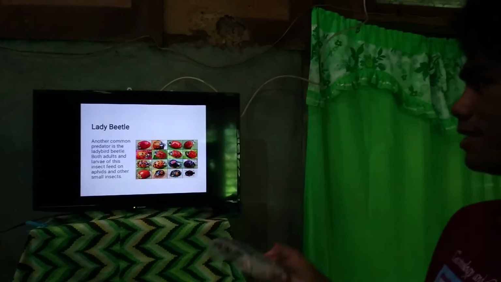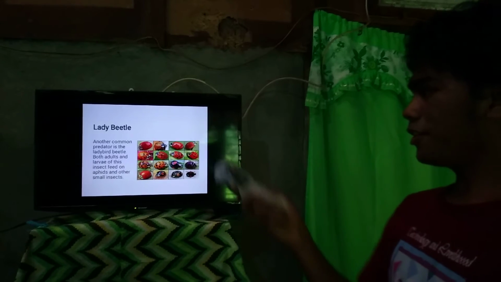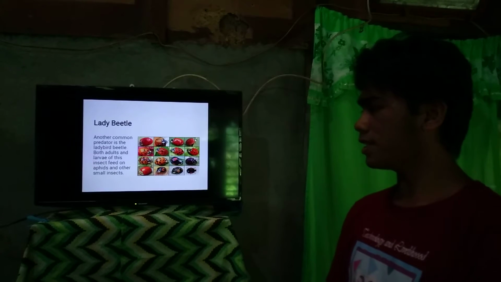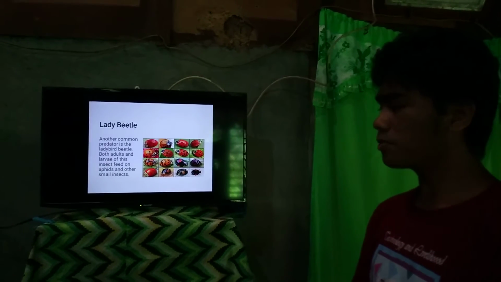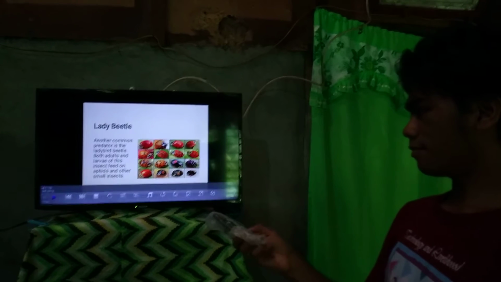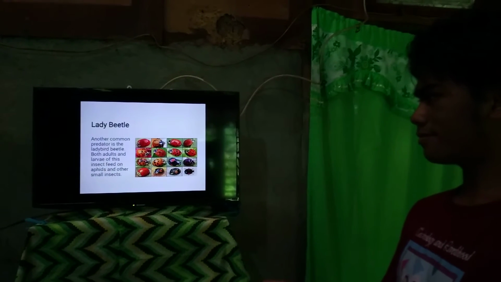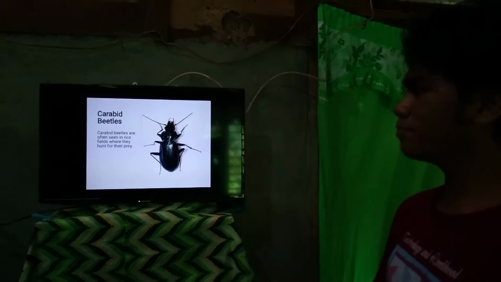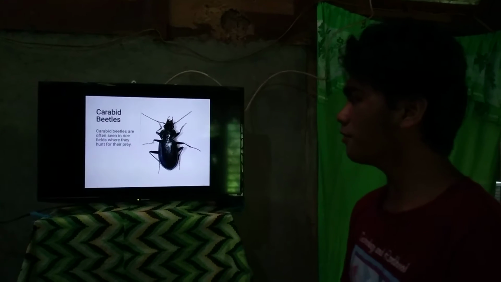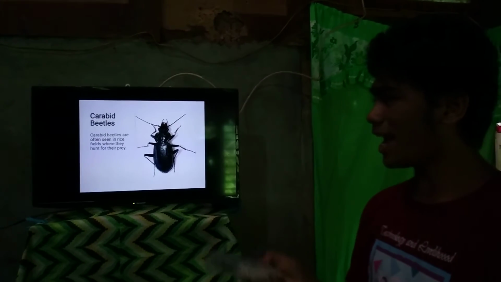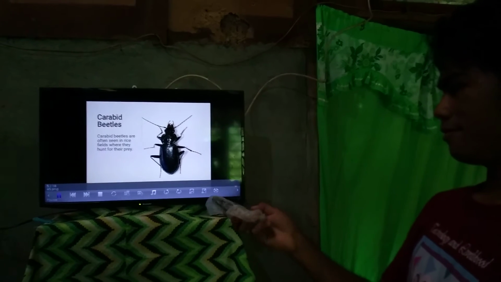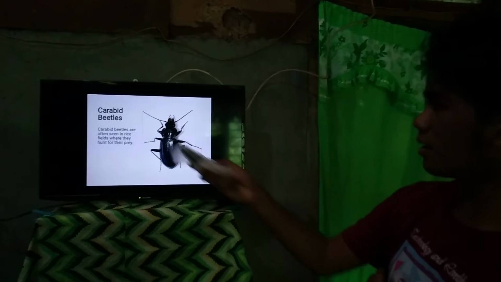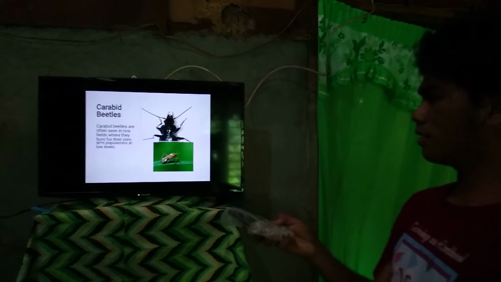And the next slide is lady beetles. Another common predator is the lady beetle. Both adults and larvae of this insect feed on aphids and other small insects. Carabid beetles are often seen in rice fields where they hunt for their prey. Let's move to the next. This is the picture of the carabid beetles.